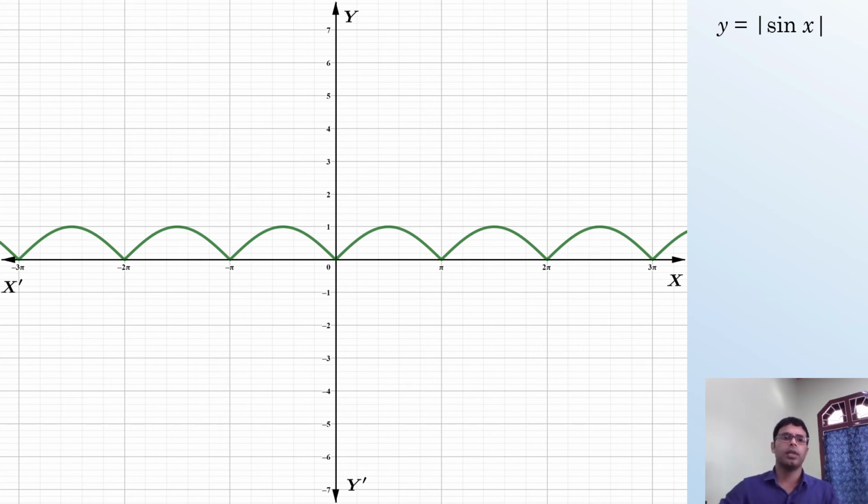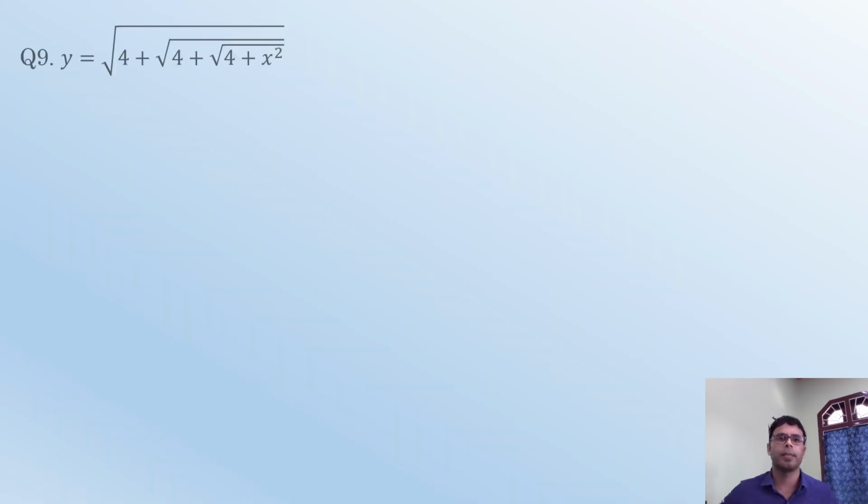Is it clear? Okay, so the derivative of the modulus of f x function is f x into f dash x divided by mod f x, and you should always keep in mind that where mod f x, meaning f x, is 0, at those points the function cannot be differentiable. Okay, so you take the next one.